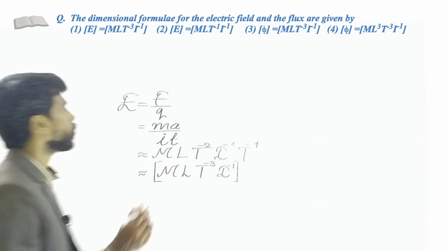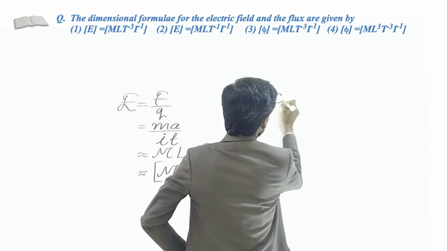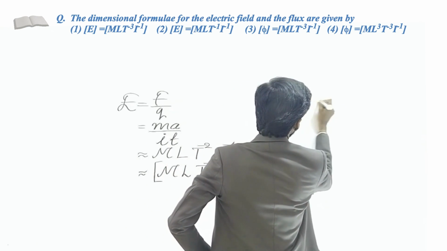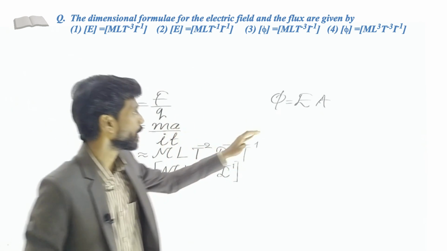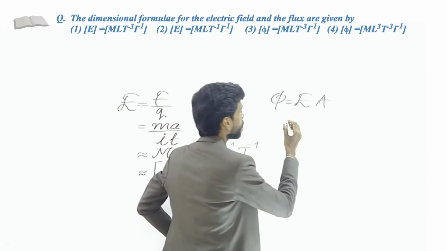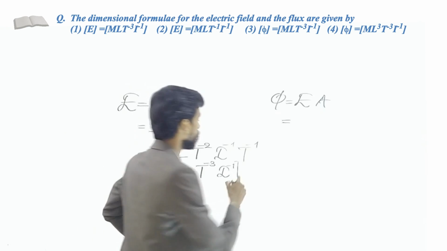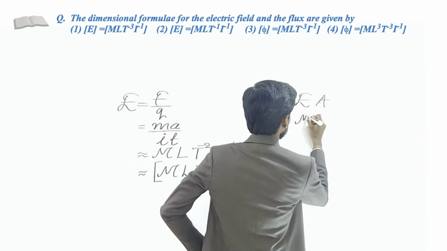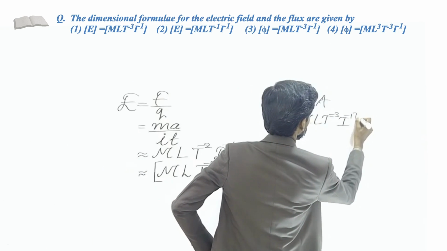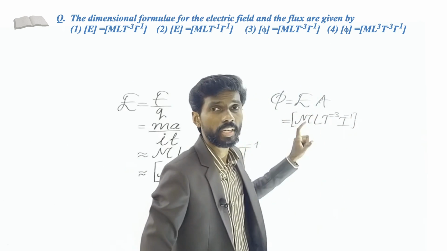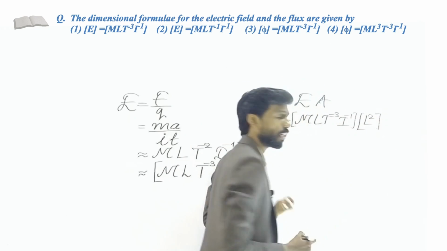Okay. So we'll also find the dimension of the electric flux, right? So electric flux can be written in terms of the electric field, so E multiplied by the area. Alright. We're not writing cos theta because that is dimensionless, right? So electric field multiplied by area, that much is enough. So what is the electric field dimension? That is what we found here: M L T to the minus 3. So you can substitute here. So M L T to the power minus 3 and I minus 1 is the dimension of the electric field, and area. Area's dimension was length squared, right? Area is L squared. That's all. So that is the answer.